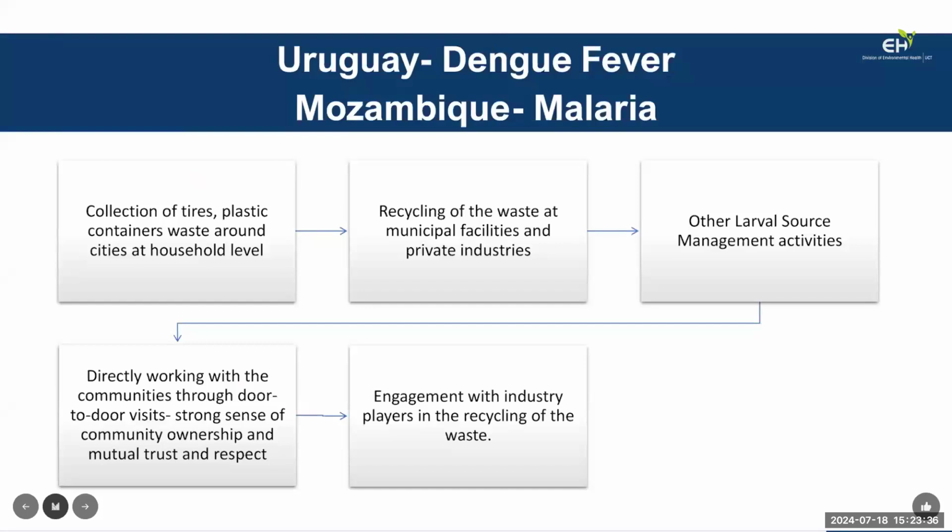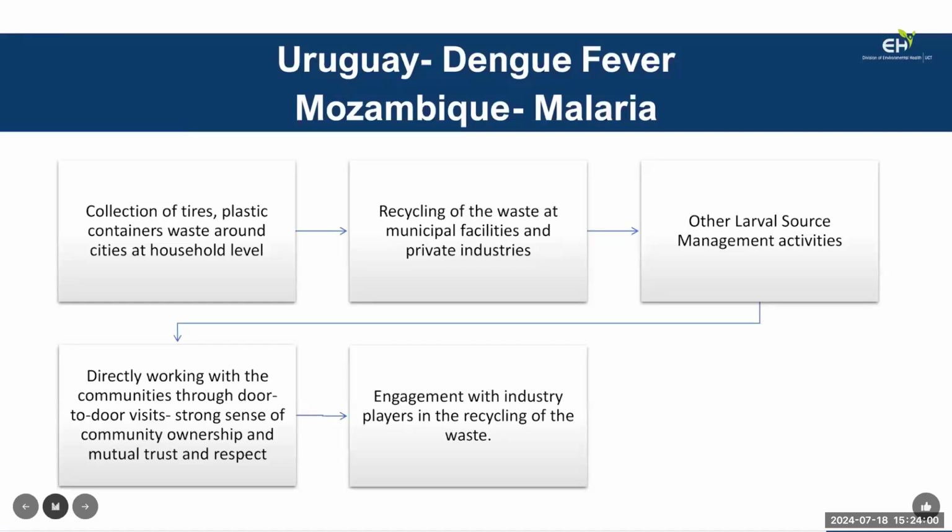So they collected these different waste streams and took them to recycling facilities. In Uruguay, the recycling was done at a municipal facility. In Mozambique, they engaged industry to do the recycling of the plastic waste that they found in the communities, and also did the other more traditional larval source management activities. And they worked directly with the community.